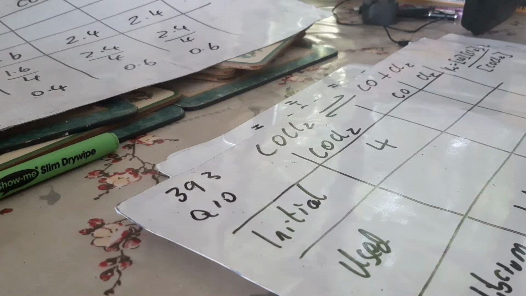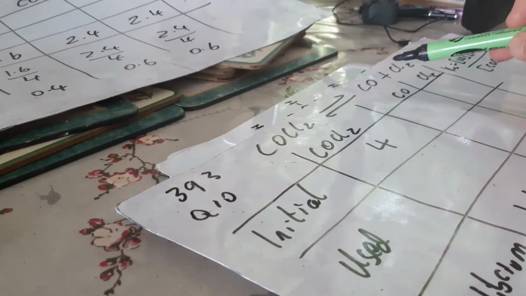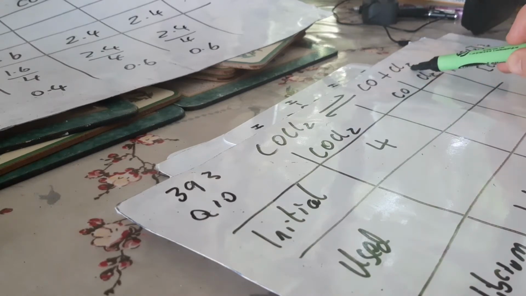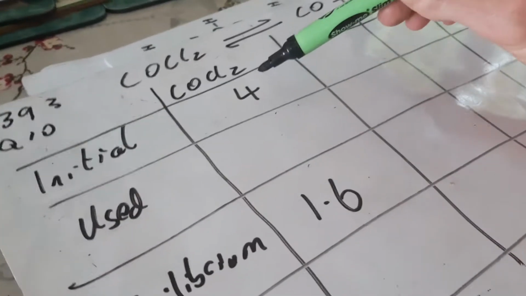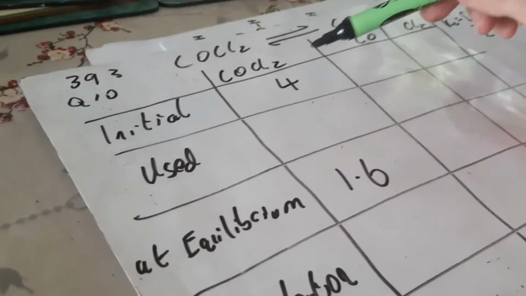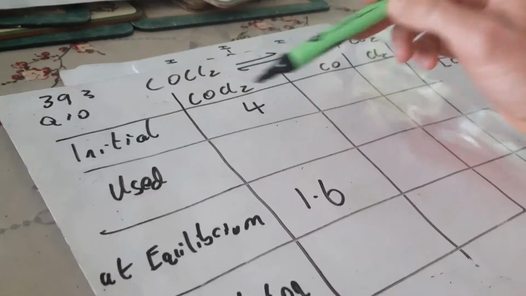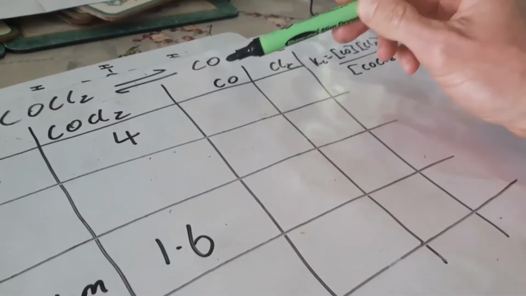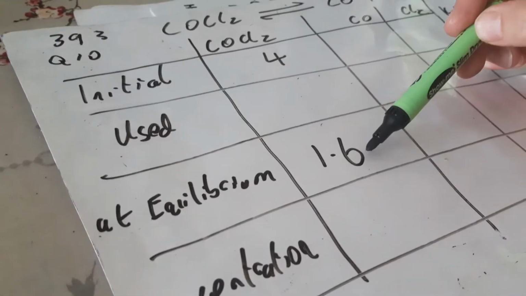You're given this equation here: COCl2 produces carbon monoxide and chlorine. I've already made my table. Initially, we've got 4 moles of COCl2. The difference here is that you're told how much COCl2 is left. So you're not given the amount of the product at equilibrium. Instead, you're given the amount of reactant at equilibrium.